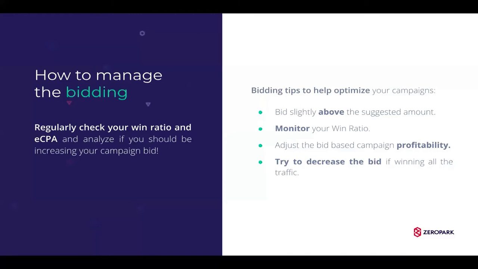Adjust the bid based on the win ratio and profitability. If one of your sources is winning 100% of traffic, then you might try to slowly decrease the bid to see if you can keep the win ratio high with slightly cheaper bids.